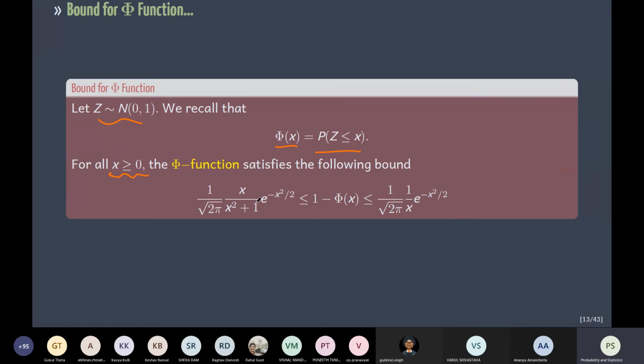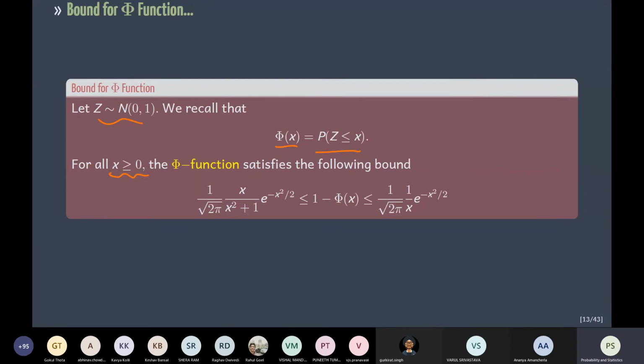This is more like a maths result, some bound and so on. Given what the phi function is, how can you establish such a bound? And these bounds will be useful when we are proving some results. So let us attempt to prove this result. This bound is an important result, so we can prove this.